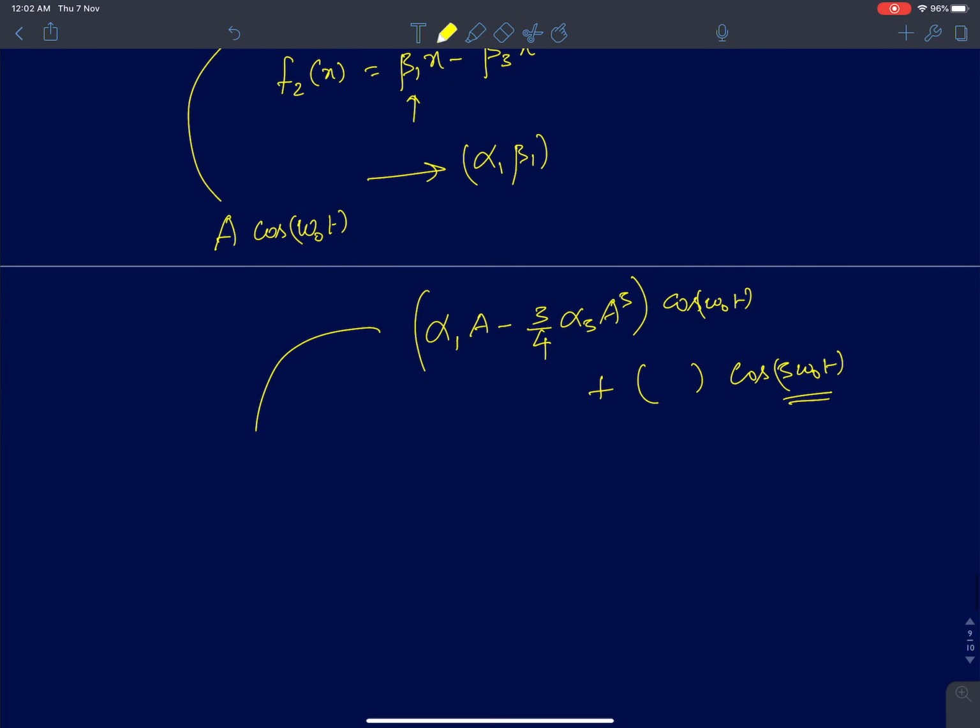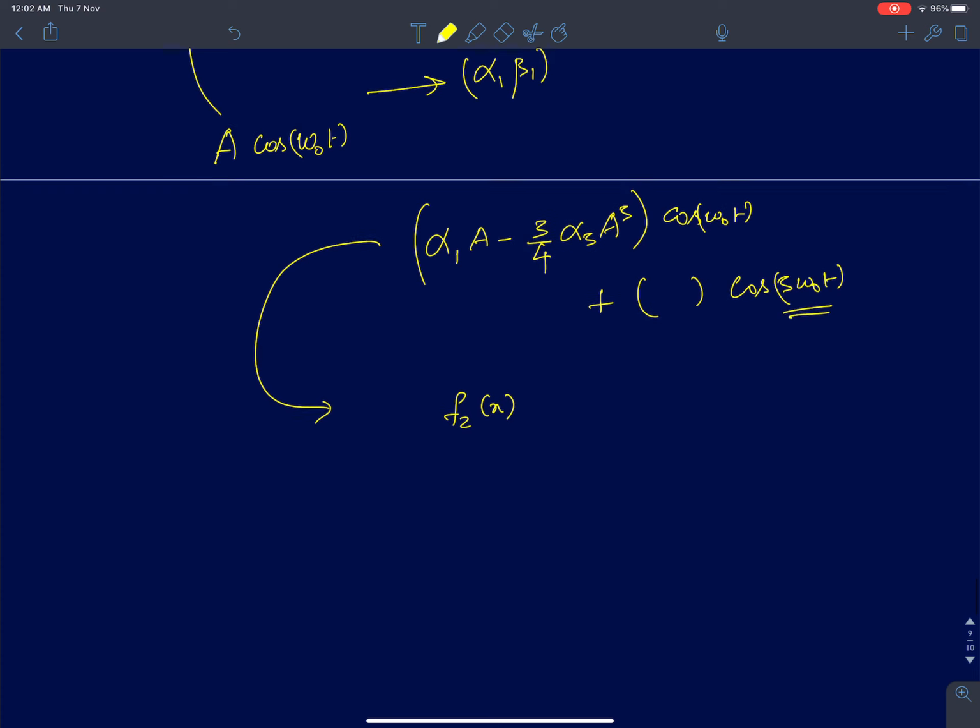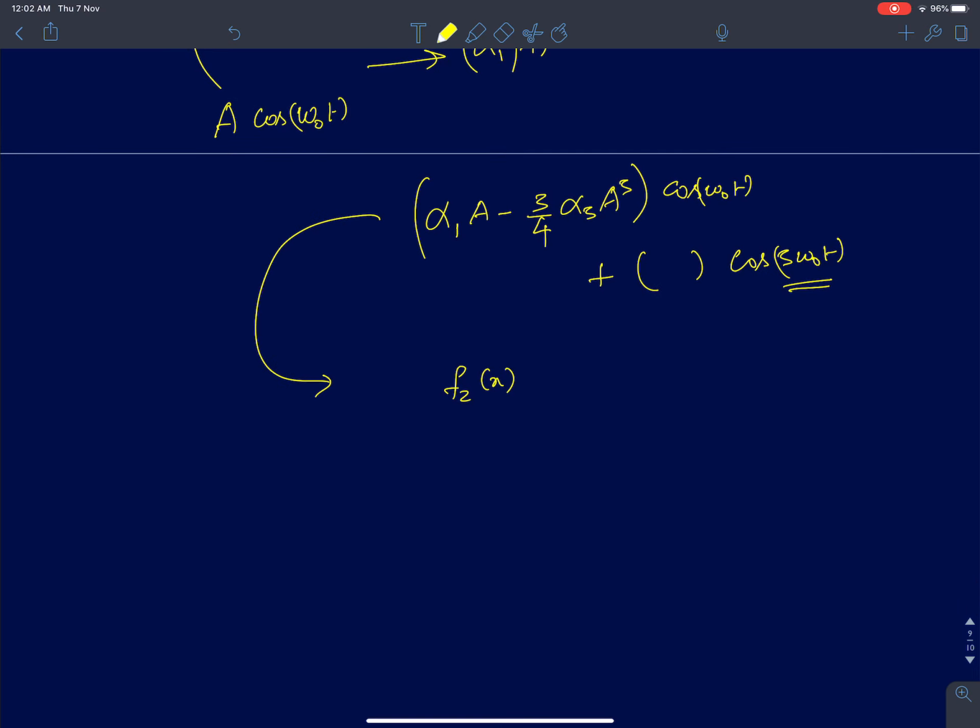Now this signal is fed as an input to the second amplifier, which is f2 of x. Now here I will make some approximation. See, what am I interested in when I am trying to compute the 1 dB compression point? I will just look at the first harmonic term. So we have to see what will lead to the first harmonic term. So I will take the first term.